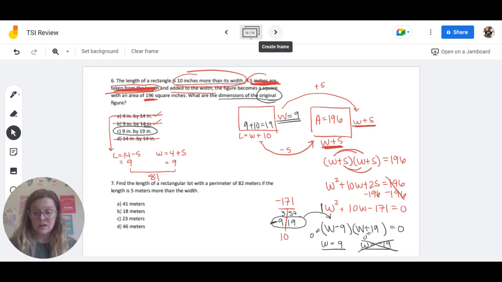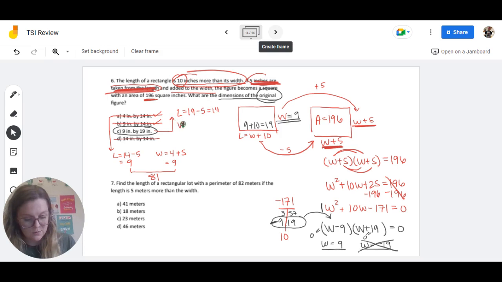I can do the same process with C. So I chose C. I know that it's correct so far because 19 minus 9 is 10. And they need to be 10 inches apart. I'm going to take the length, which is equal to 19. It said take away 5 from the length. So 19 minus 5 is 14. And then for my W, my width, I'm starting at 9. It says give that 5 inches to the width. So 9 plus 5 is 14. And if I find the area, 14 times 14 is 196.